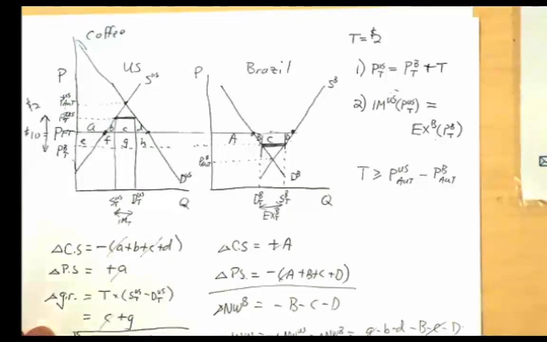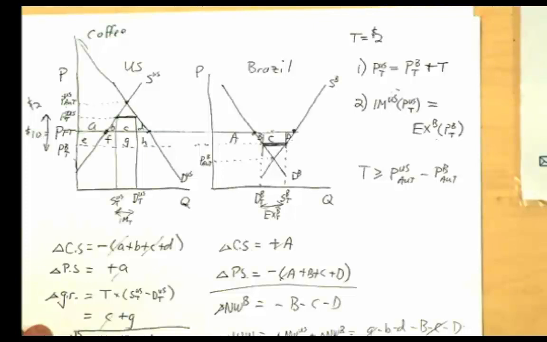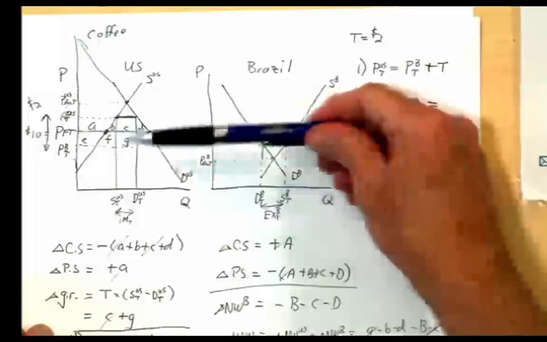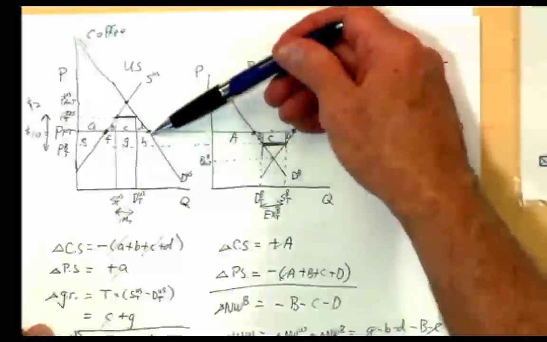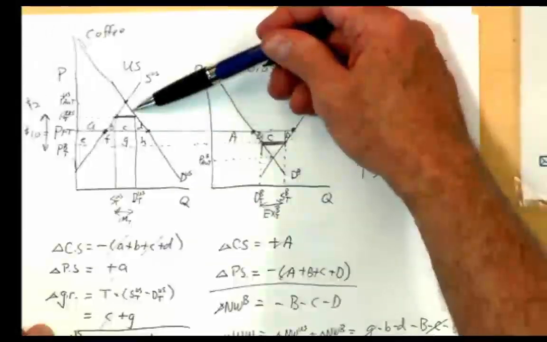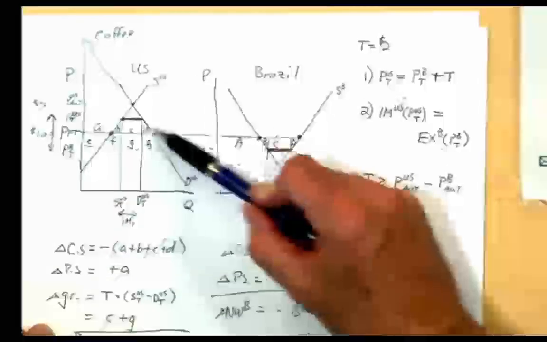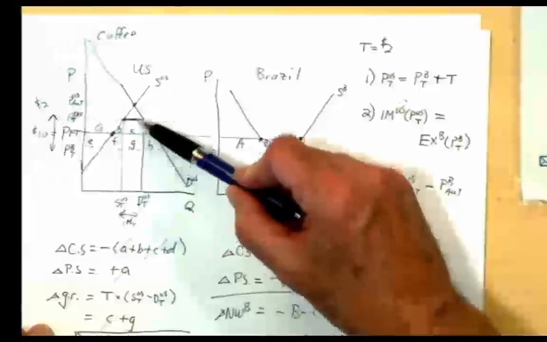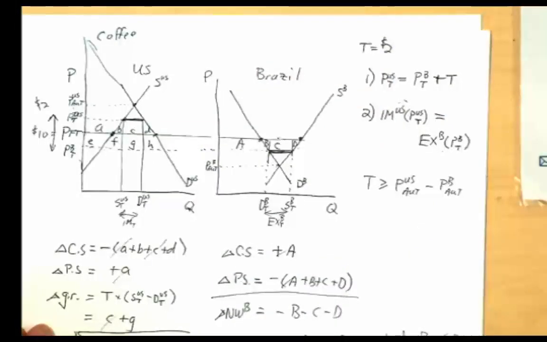And it's going to continue to go up until we get to autarky. What happens to consumer surplus as we increase the tariff? It goes down, because consumer surplus is actually falling with an increase in the domestic price, and it's going to fall at first by this much, then a little bit less, then a little bit less, then a little bit less. Each tariff is going to continue to decrease consumer surplus as the tariff is increased.